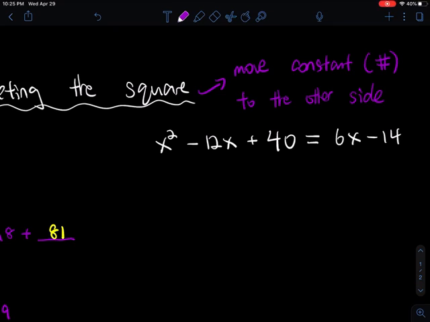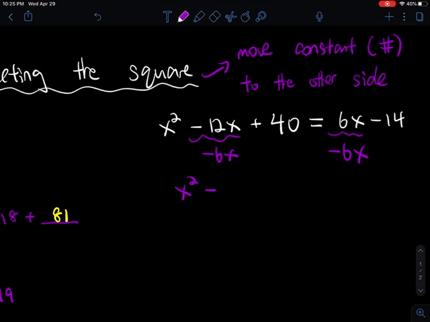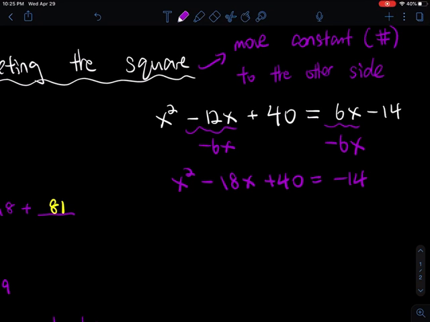So again, if I'm doing it by completing the square, I want to move the constant to the other side. Okay, so right now I've got the x's on both sides as well. I've got the minus 12x and minus 6x. So what I'm going to do is move the variables to one side. So I'll move that to the left first. So I got x squared minus 18x plus 40 equals negative 14.